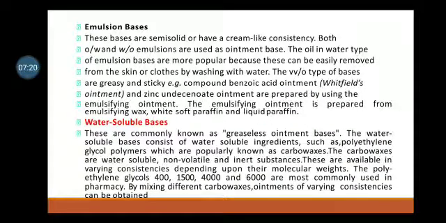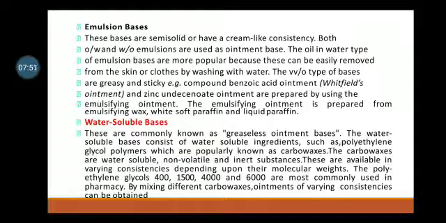Then emulsion bases. These bases are semi-solid or have a cream-like consistency. Both O/W and W/O emulsions are used as an ointment base. The oil in water type of emulsion bases are more popular because they can be easily removed from the skin or clothes by washing with water. The W/O type of bases are greasy and sticky.